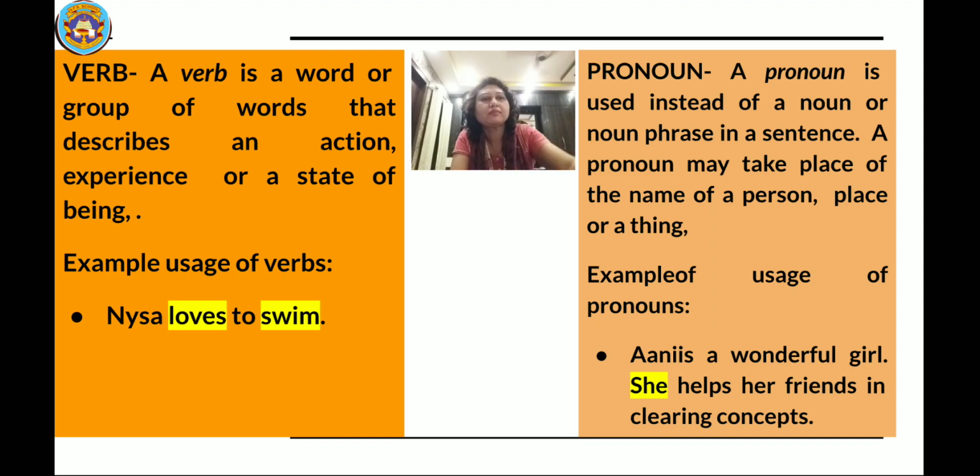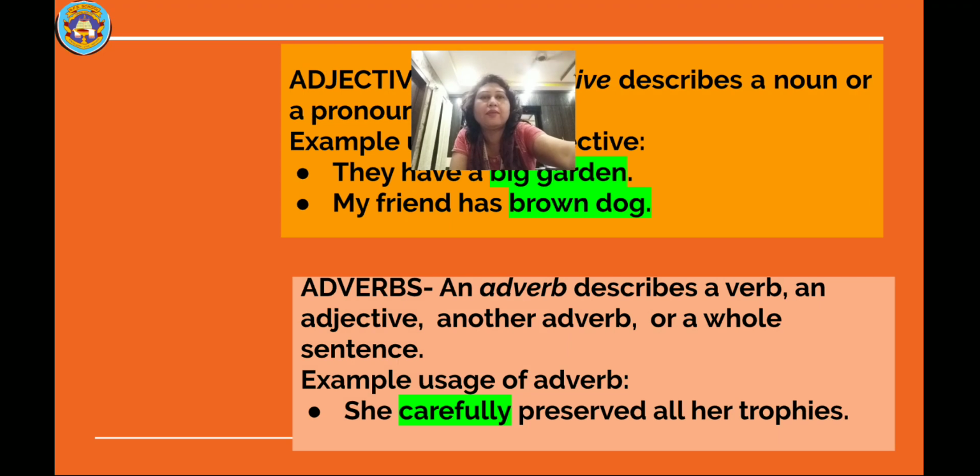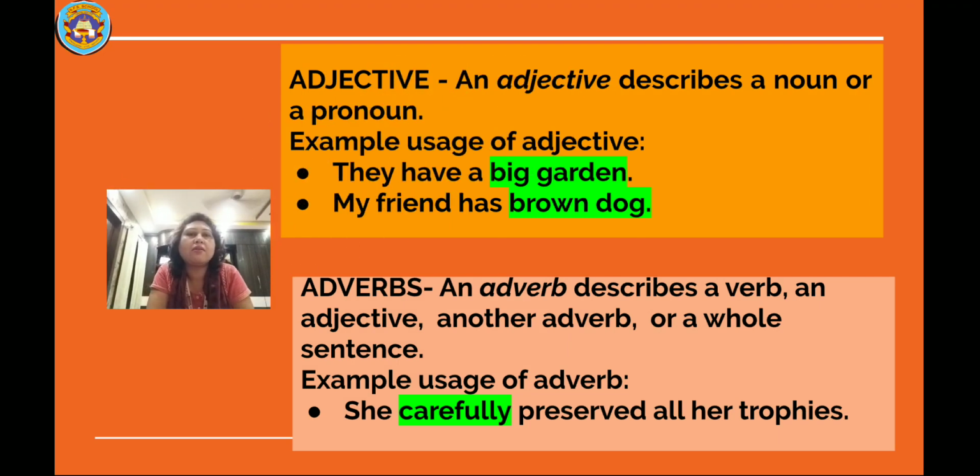Alright. Next we have adjective. Now an adjective, what? It describes a noun or a pronoun. For example, they have a big garden. My friend has a brown dog. Now here the words big and brown are what? Adjective. It is describing the noun or a pronoun.